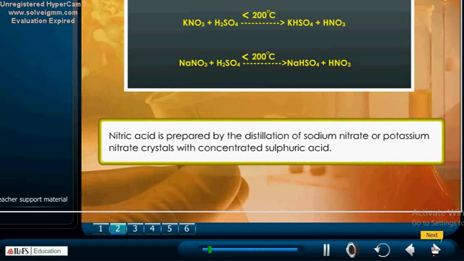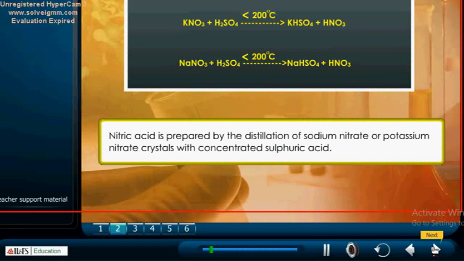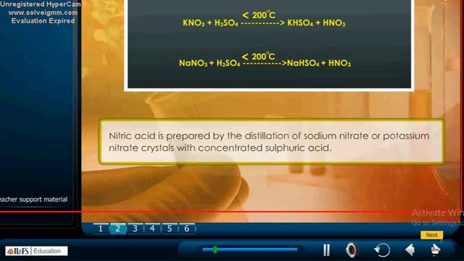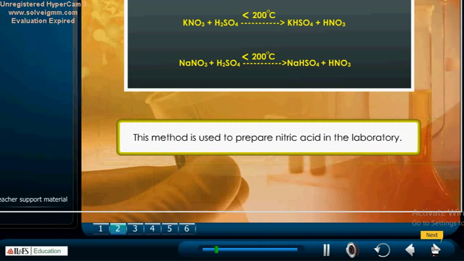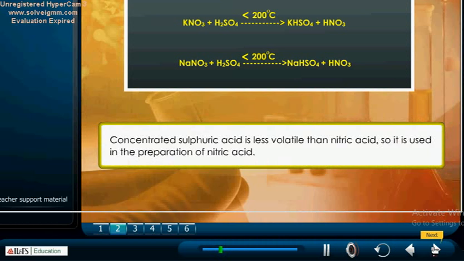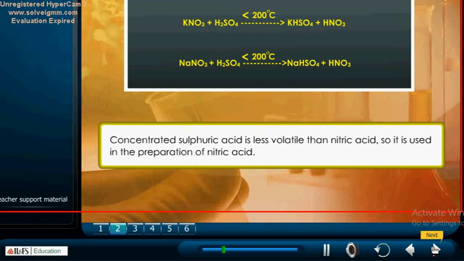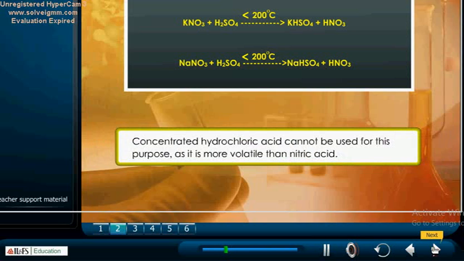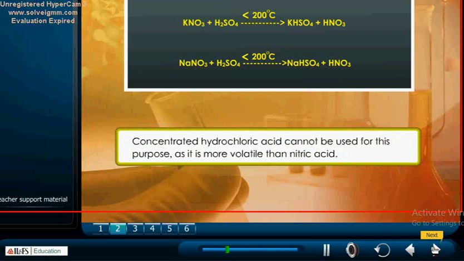Nitric acid is prepared by the distillation of sodium nitrate or potassium nitrate crystals with concentrated sulfuric acid. This method is used to prepare nitric acid in the laboratory. Concentrated sulfuric acid is less volatile than nitric acid, so it is used in the preparation of nitric acid. Concentrated hydrochloric acid cannot be used for this purpose, as it is more volatile than nitric acid.